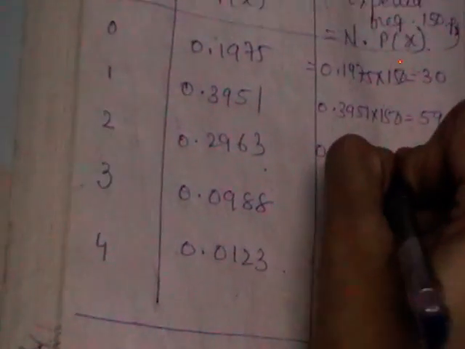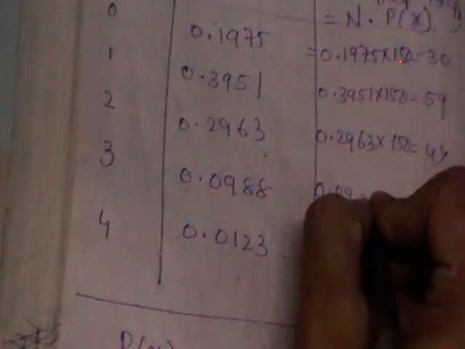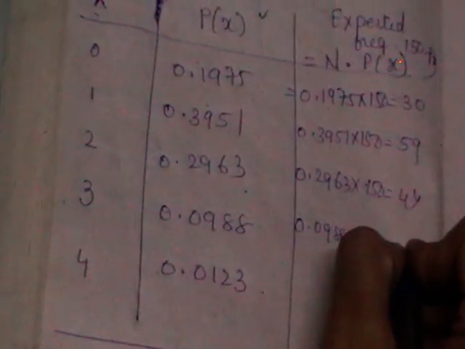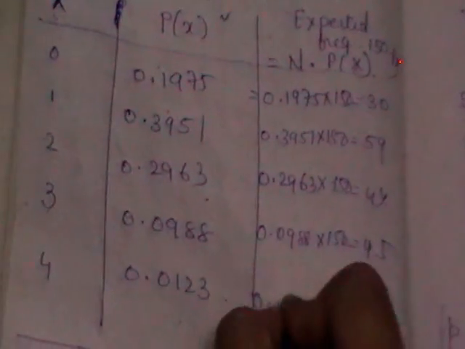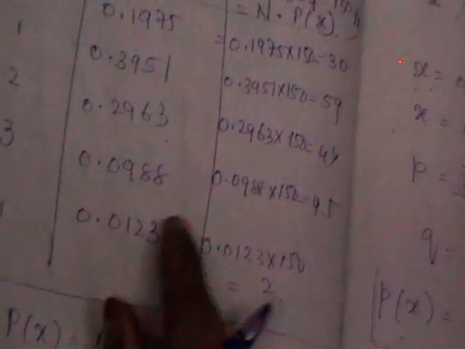0.2963 into 150, which is nothing but 44. 0.0988 into 150, which is nothing but 15, and 0.013 into 150, which is nothing but 2. So we have calculated the fitting. I told you that fitting involves finding the expected frequencies. To calculate expected frequencies, you should have P of x. So we have calculated the expected frequencies.